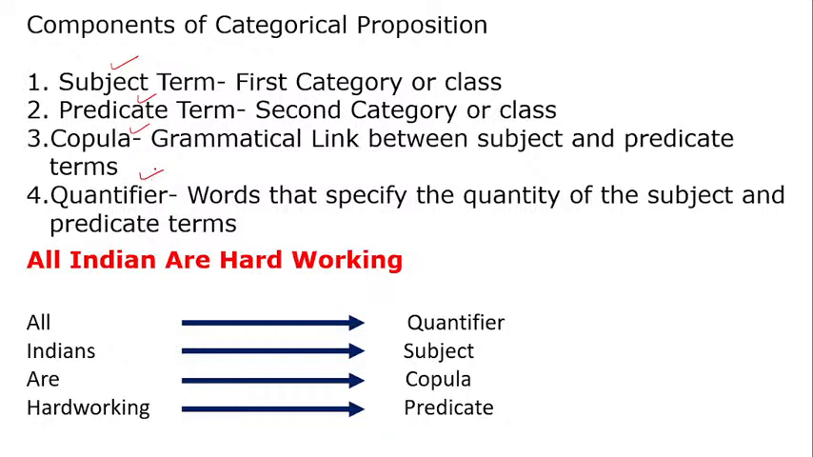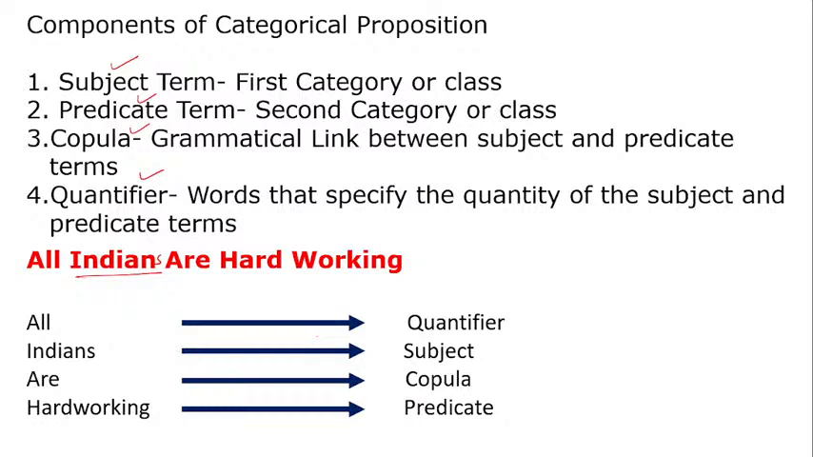The subject term is the first category or class. Like, there is an example I have taken here at the bottom: all Indians are hardworking. So here, what is the subject? Whom are we talking about? A subject term is that term about which we are talking. So we are talking about Indians. So, all Indians are hardworking. Indians is the subject.